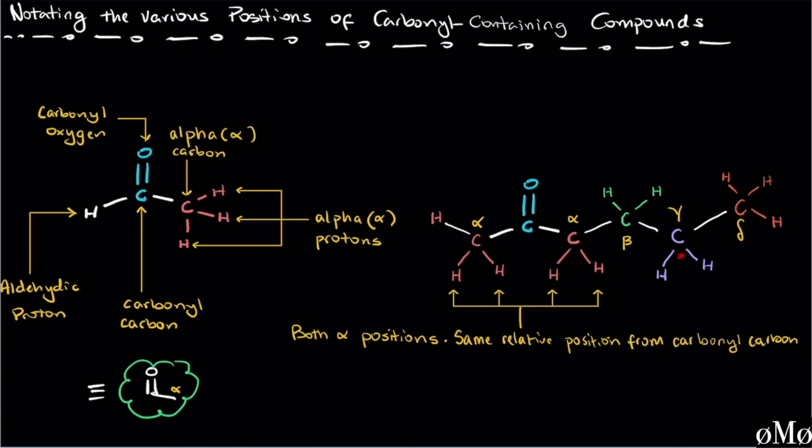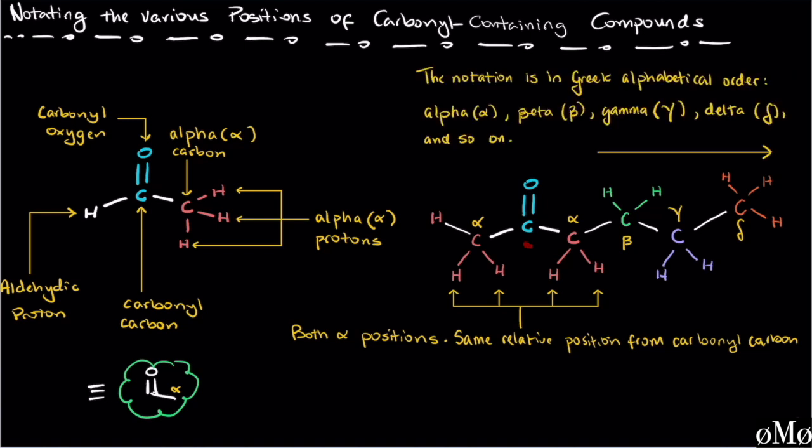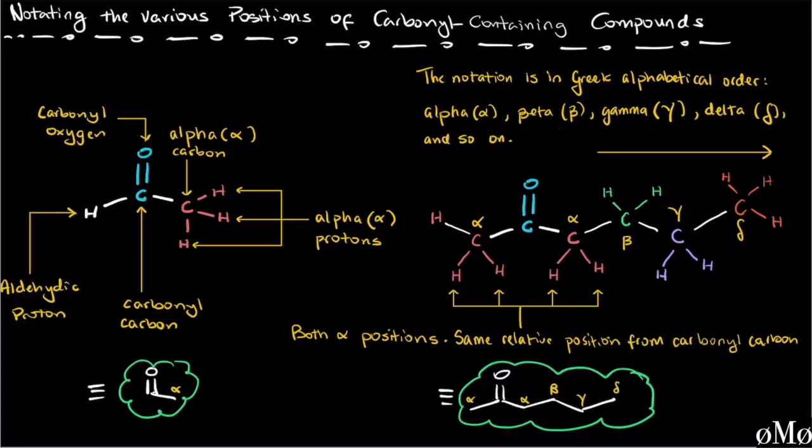You're in the gamma position, which is one away from the beta, and the delta position, which is one away from the gamma. Like we just mentioned, this Greek notation with respect to the carbonyl carbon is in alphabetical order: alpha, beta, gamma, delta, and so on. Just so you can see this in a bond line structure, which is what you will mostly be dealing with, here is the same notation. You have both alpha positions, a beta, a gamma, and a delta.